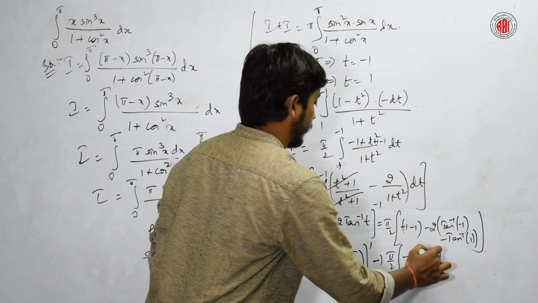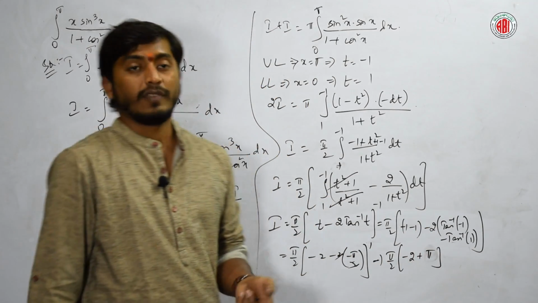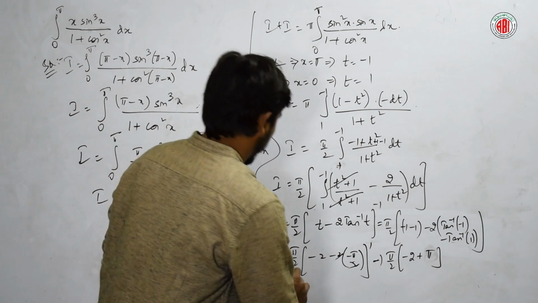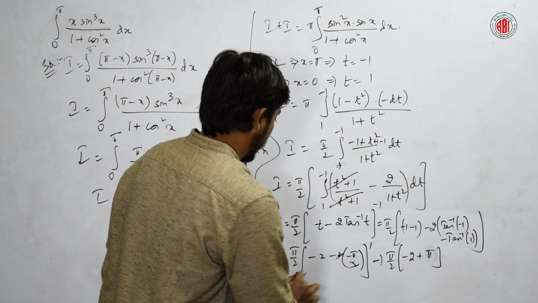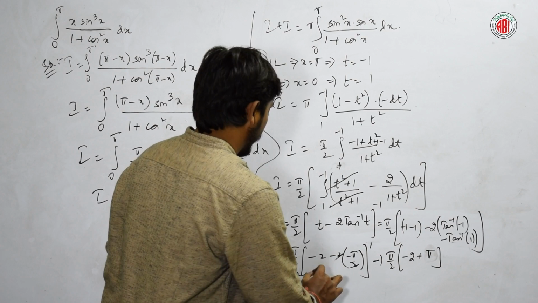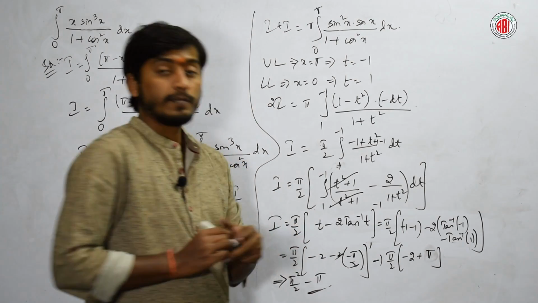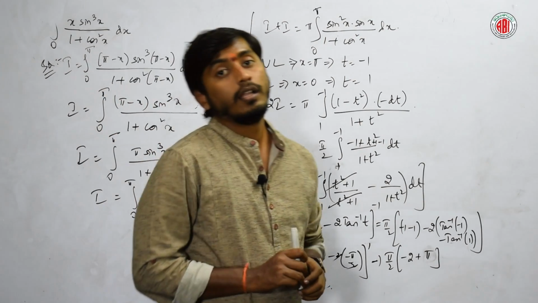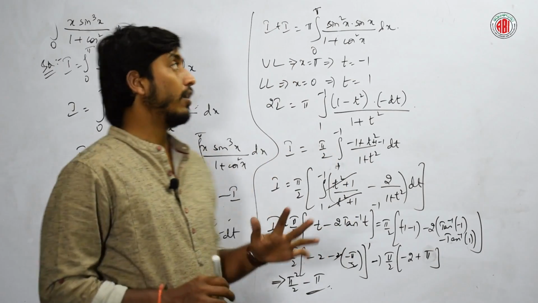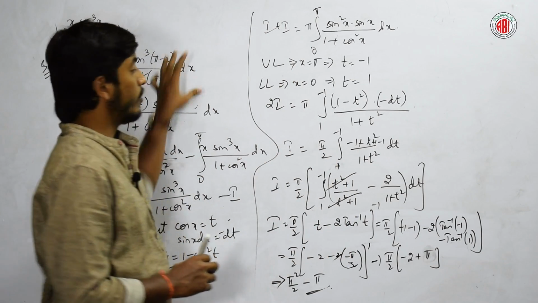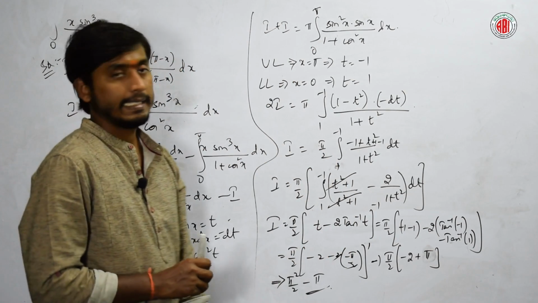2 will get cancelled. I will get it as pi by 2 into minus 2 plus pi. If you want to simplify also you can. Therefore my answer is pi square by 2 minus pi. Is it right? Clear? This is how we are going to solve an integral using properties.